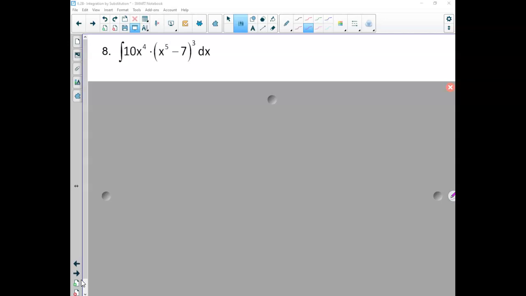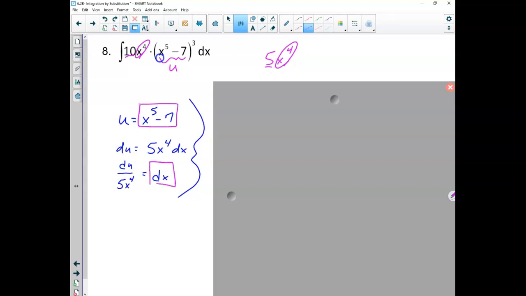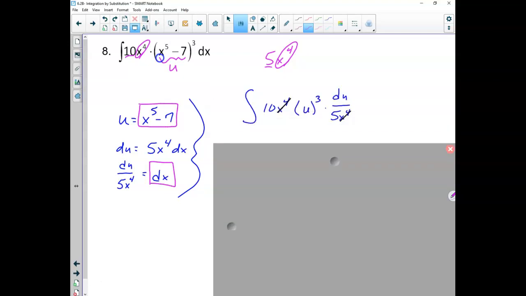So what that's going to do, that makes me focus right here, and I know the derivative of 5x to the 5th minus 7, that's going to be some 5x to the 4th. Bottom line, I'm focusing on my x to the 4th being around there because I can deal with the 10 and the 5 in the end. So here's my u. I let u equal x to the 5th minus 7. I have my substitution for u, I have my substitution for du, I hence plug them in.